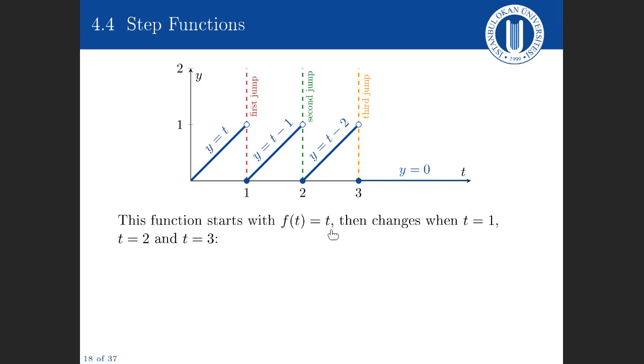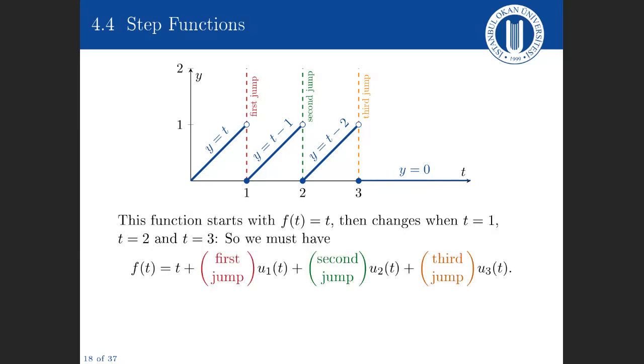The function starts with the function equal to t, and it's going to change or jump at t equal to 1, t equal to 2, t equal to 3. So we're expecting the function to look like this. We know that we start with t. There's a change at 1, so it's going to be something multiplied by u1. Then there's going to be a change at 2, so something multiplied by u2. And then for the final change, we're going to have something multiplied by u3.